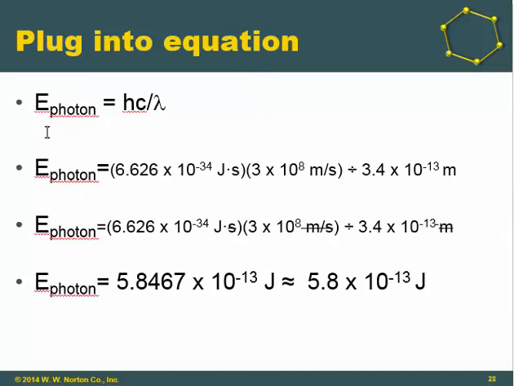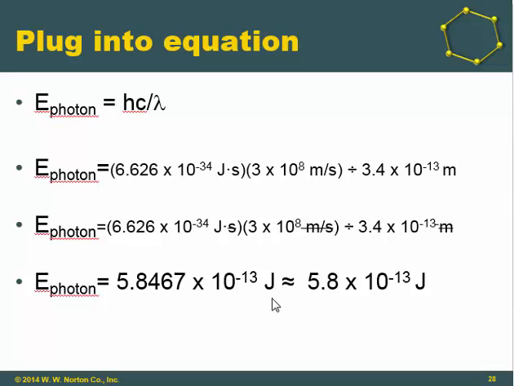So now I'm ready to plug into this equation. The energy of the photon is equal to 6.626 times 10 to the negative 34 joules times seconds, multiplied by the speed of light at 3 times 10 to the 8th meters per second, divided by the wavelength of 3.4 times 10 to the minus 13th meters. Now, before I even put these numbers into my calculator, I'm going to make sure that all my units cancel out. Seconds divided by seconds cancel out. Meters divided by meters cancel out. All my units except for joules cancel out, and that's an energy unit. So I'm going to go ahead and punch these numbers into my calculator, and when I do, this is the value that I get, 5.8467 times 10 to the negative 13th joules.